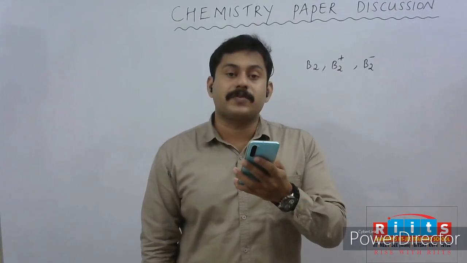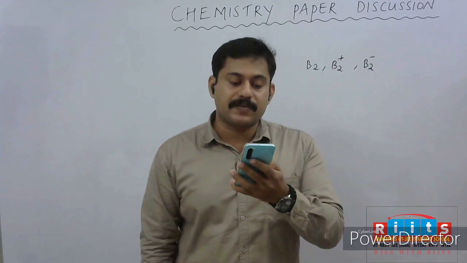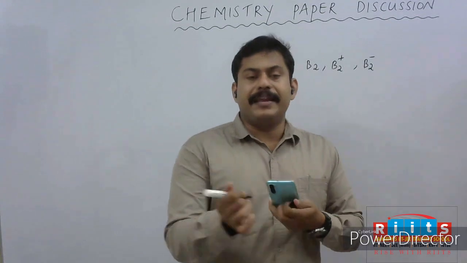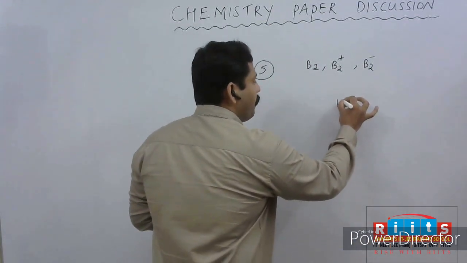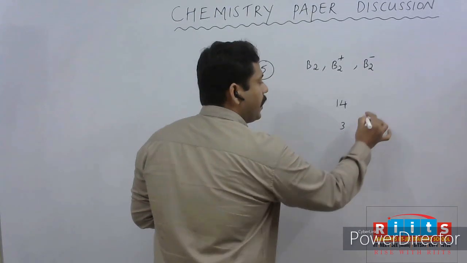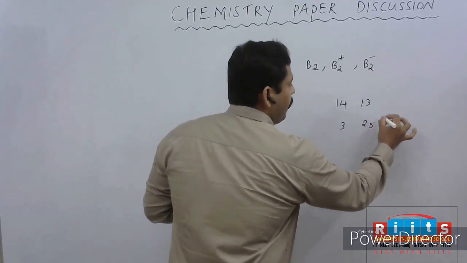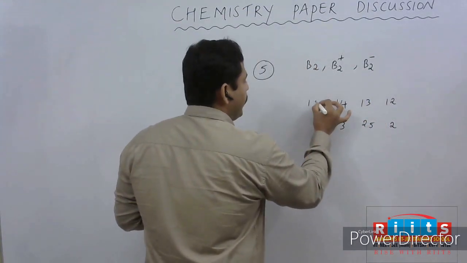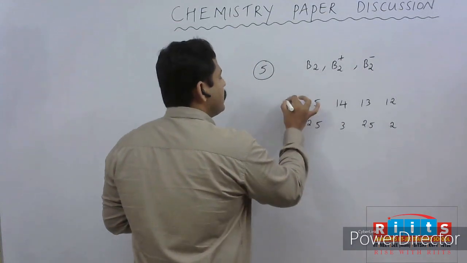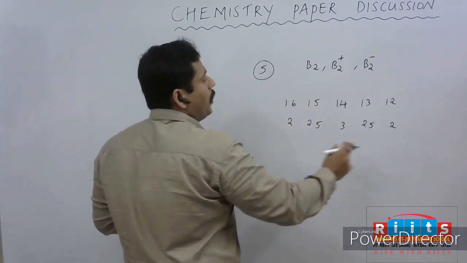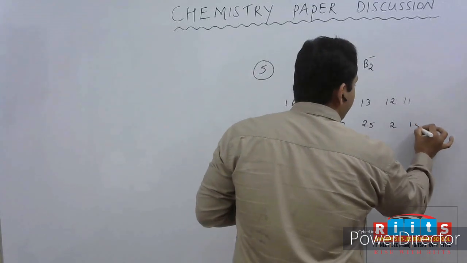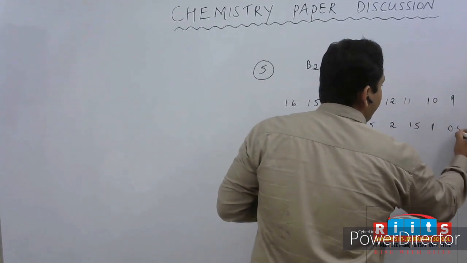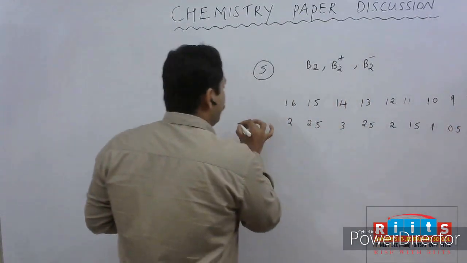Okay, let's discuss the question number 5. For B2, B2 plus, B2 minus, the correct order of increasing bond order, right? So we can easily find out the bond order. If the total number of electrons is 14, bond order will be 3. If 13, 2.5; 12, 2. Here also we can count like that: 15, 2.5; 16, 2, like that you can go. So here 11, 1.5; 10, 1; 9, 0.5; 8, 0.